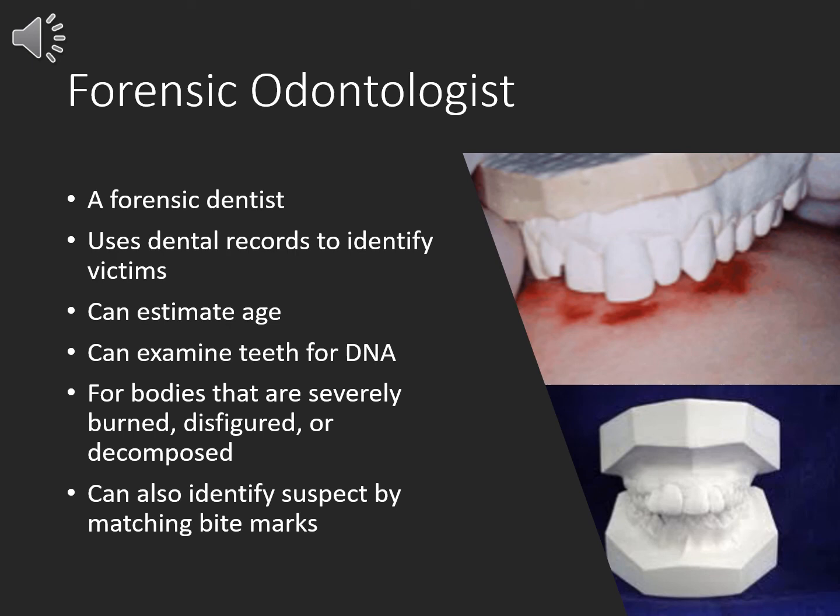If we've got bodies that are severely burned, disfigured, decomposed, right? The teeth are more robust than the bones, so they may have survived better and they may give a better likelihood of being able to identify that individual than the bone record that the forensic anthropologist might be able to acquire. And finally, we can identify suspects by matching bite marks.